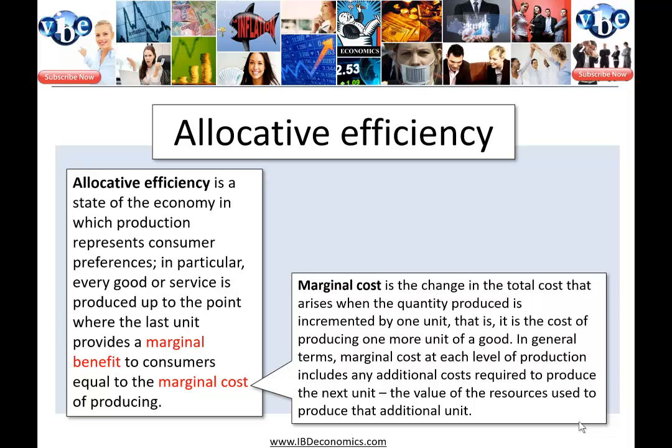Marginal cost, this is the producer side, not the consumer side. Marginal cost is a change in total cost that arises when the quantity produced is incremented by one more unit. So the producer manufactures or supplies one more unit to the market, and we're specifically interested in the cost of producing that extra unit of a good. So in general terms, marginal cost at each level of production includes any additional cost required to produce that next unit, e.g. the value of the resources used to produce that additional unit.